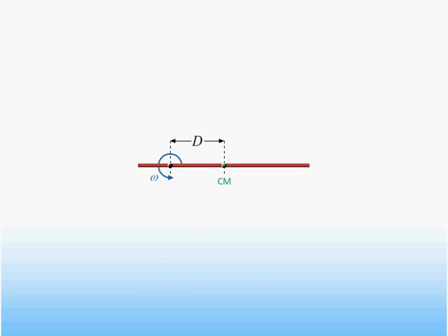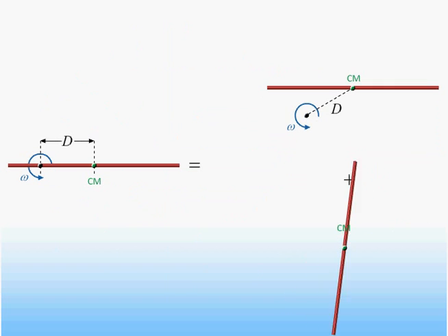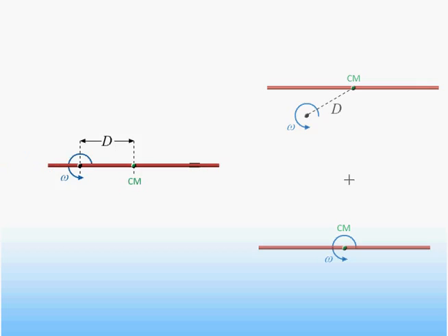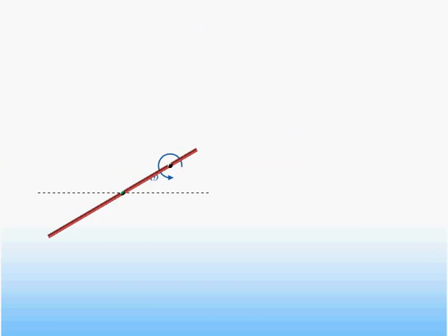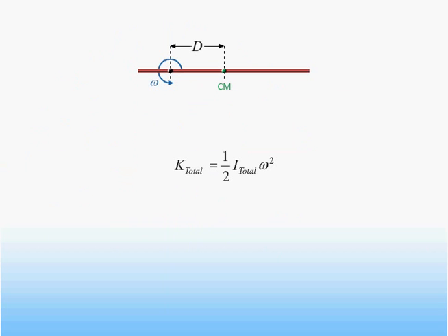For example, here we see the thin rod from last time rotating about an axis at a distance d from the center of mass. We can describe this motion as the center of mass rotating about the axis with angular velocity omega plus the rod rotating about its center of mass with that same angular velocity omega. Thus, for every rotation the center of mass makes about the axis, the rod makes one revolution about its center of mass. We start from our previous result that the total kinetic energy about the chosen axis can be written in terms of the moment of inertia about that axis.